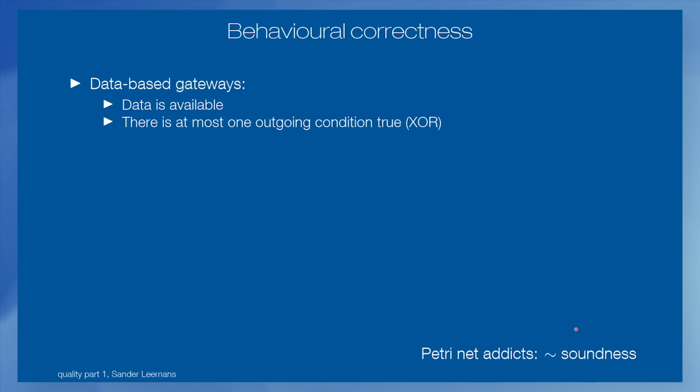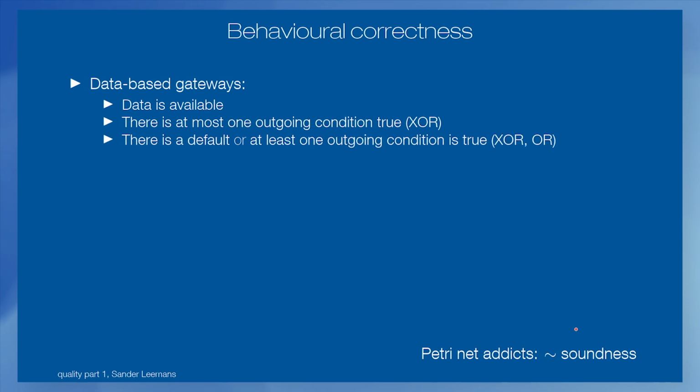Next, for an XOR split, at most one outgoing condition must be true. So in this XOR split, when you reach it, based on data, you should go either way. If you can go both ways according to the data, then your model is non-deterministic, and that's not what we want. In reality, we cannot have that because our execution engine must take a decision at that point. So not only data must be available, but there must be one option to go for.